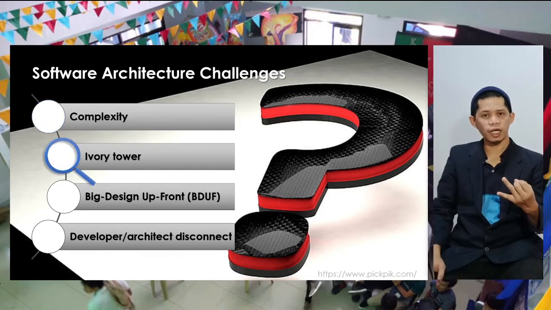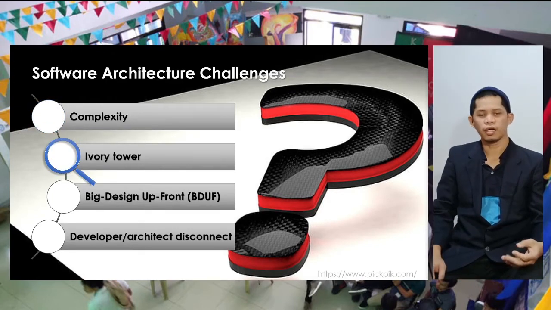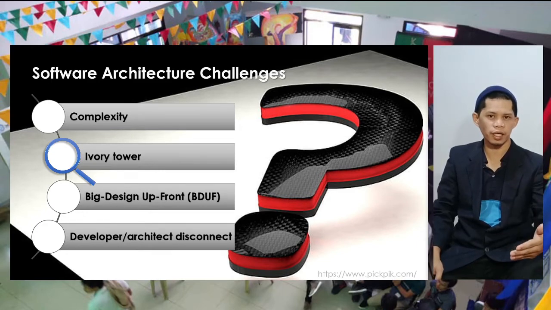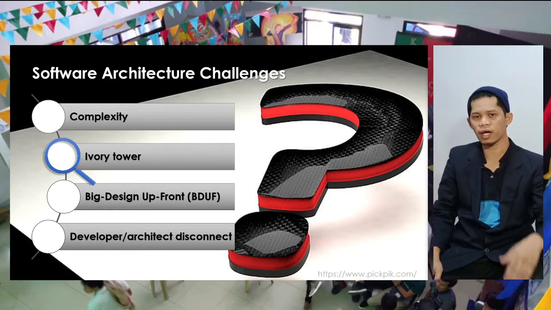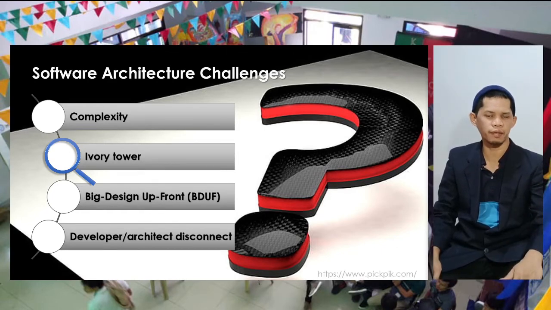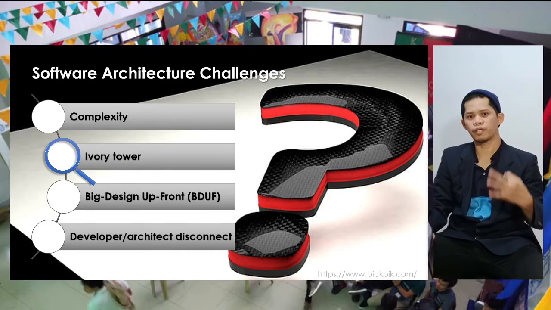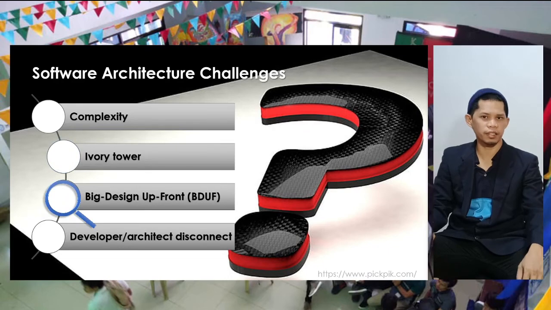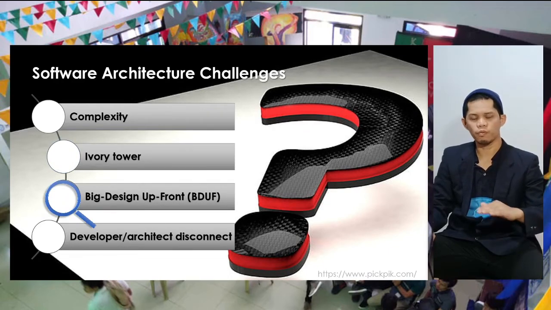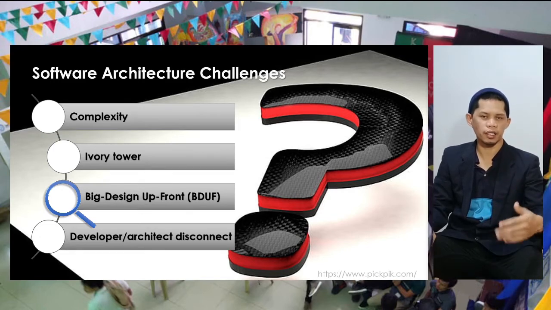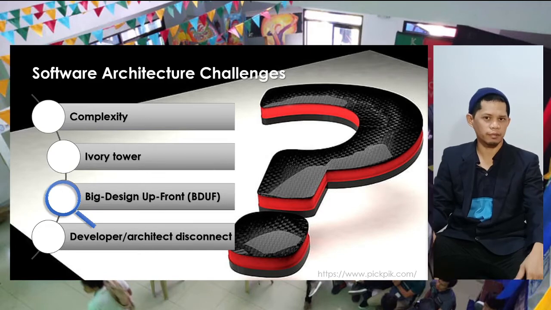Ang pangalawang challenge is ang ivory tower challenge. Ang ivory tower challenge usually happens kapag mayroong isang software architect na nag-design at nag-develop ng isang software architecture and imposes it to the development team with minimal guidance. This challenge usually happens with the third challenge, the big design upfront challenge, which is usually attributed with waterfall model, where most part of the architecture is designed and developed by an architect before the development of an application.